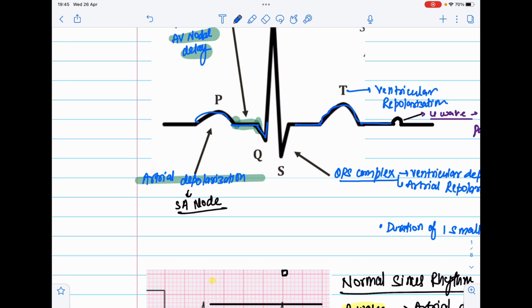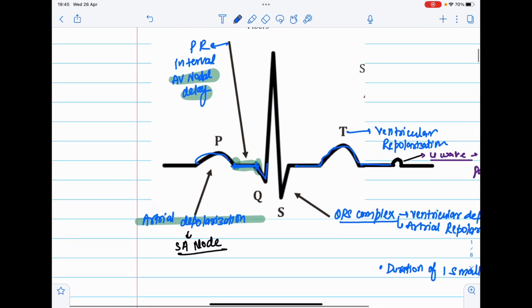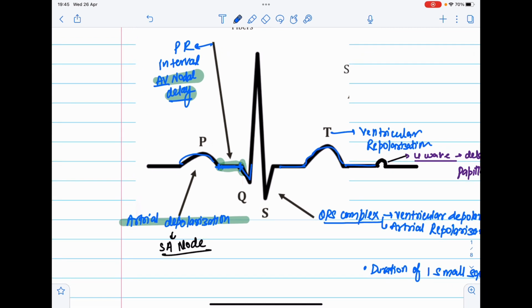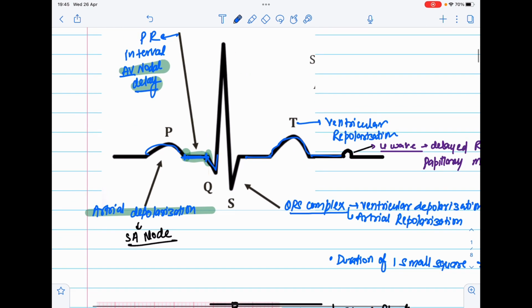After the P wave we can see an isoelectric segment for a very little time. Before the start of the Q wave we can see something very straight. That is the PR interval. And what is the PR interval representing? The PR interval is representing AV nodal delay. AV nodal delay means how much time it is taking to travel from the atria to the ventricle. After that it will reach the ventricle and from the ventricle we can see the QRS complex. And the QRS complex will represent ventricular depolarization.